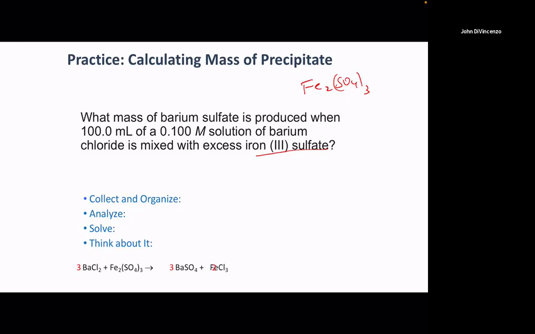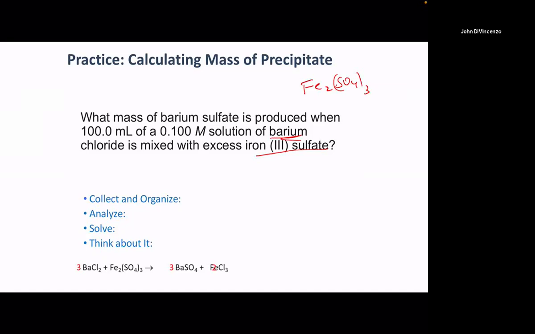Because think about visually what's happening. I've got a 100 ml beaker here of 0.1 molar barium chloride, and I'm going to add a bunch of iron 3 sulfate. How much is going to precipitate? Tell me, just qualitatively, how you would describe what's going to precipitate. What's controlling how much you're going to get? The barium chloride, right? Because that's limited. And specifically the barium. All we care about is the amount of barium, right?